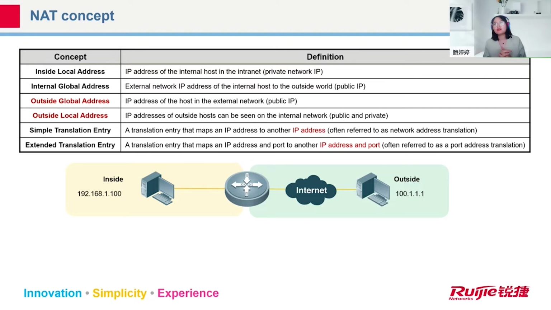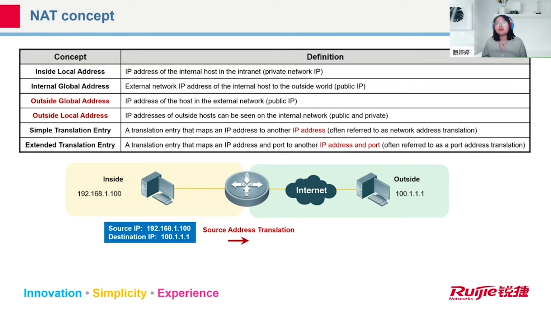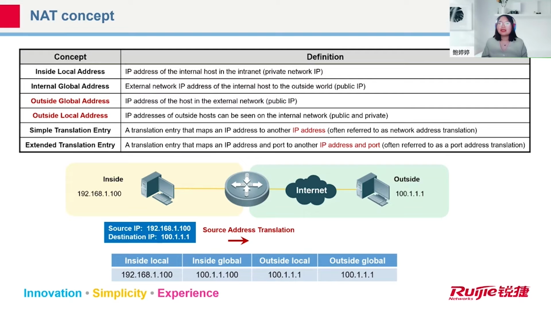And we have simple and extended entries. Simple means we only translate the IP address information, but extended means we also translate the port information. In this example, the inside source wants to visit the outside 101.1. The message is sent to the router. The router will do the translation, changing the inside local to the inside global, and the IP address you want to visit, the destination, keeps the outside global. So this is the IP address.